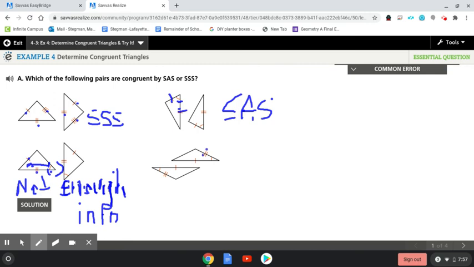All right, same thing down here. We have a side, we have an angle, we have a side. So this one we can say that they are congruent by side, angle, side.